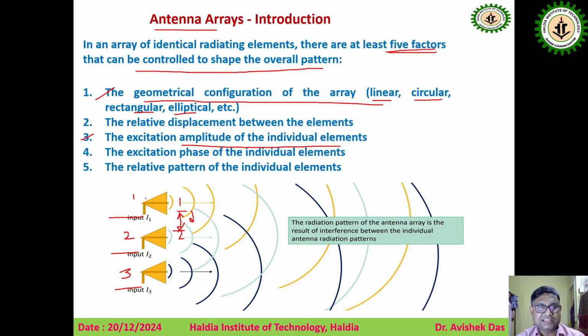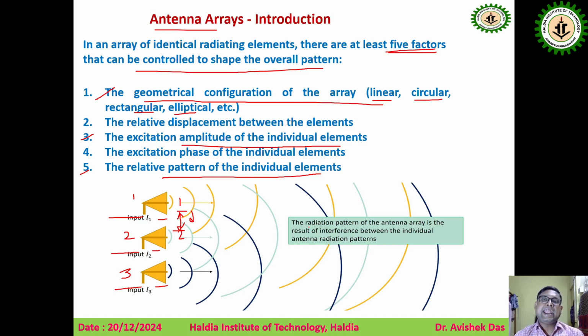So if you consider this one, it is the linear antenna array. In this array, this one is antenna 1, this one antenna 2, and this one is antenna 3, and we give the phase excitation of each individual antenna element. If we change the phase excitation of each antenna, then we can find that the radiation pattern also changes, right?